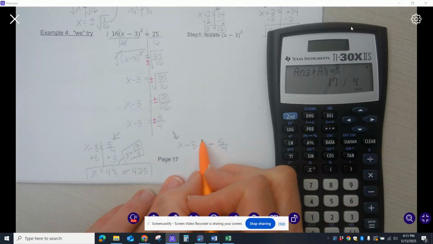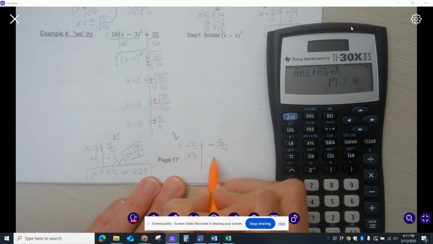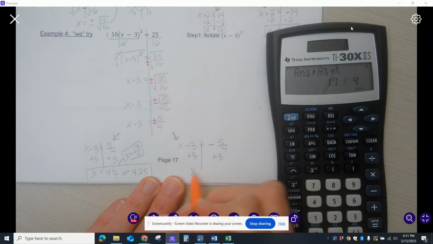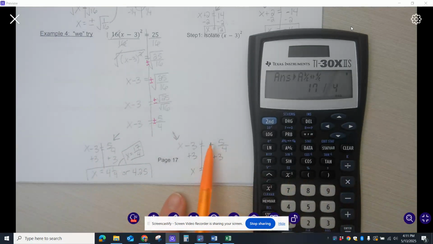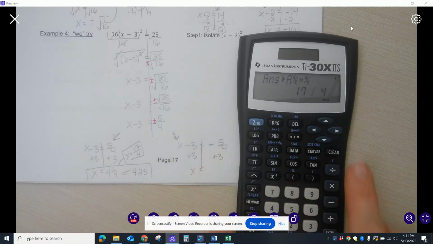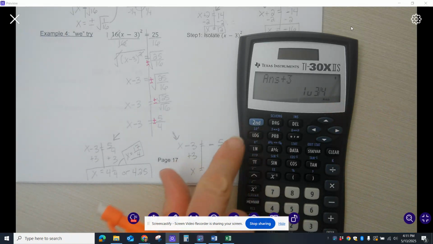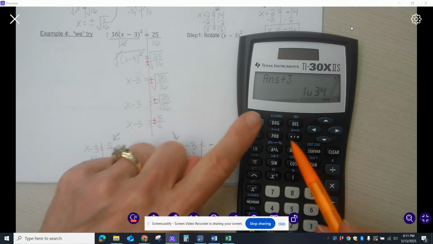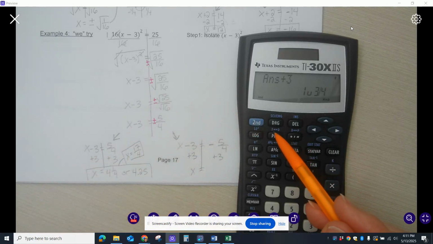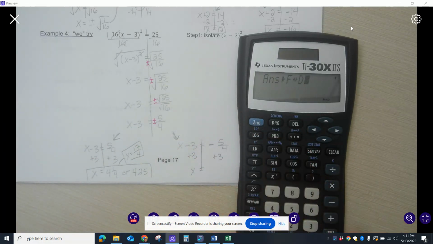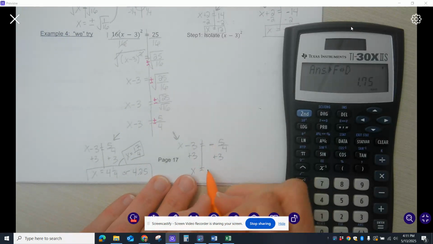Okay, let's try this side. Plus 3 to both sides. So these are the same, except for this is a positive and this is a negative. So this time I'm going to put negative 5 ABC 4, and then plus 3, and I get 1 1/4. I think I would like to turn that into a decimal. So I'm going to do second, see that little FD right there? That turns it into a decimal for you. I get 1.75.